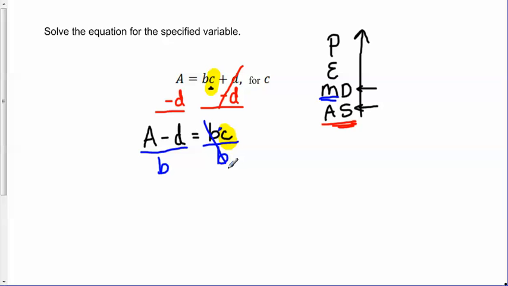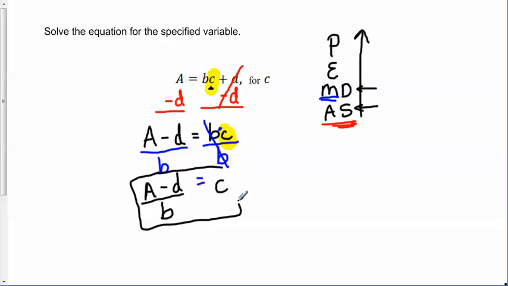This allows the B's to cancel on the right side of the equation, and notice now we have C all by itself. On the left side, we have A minus D over B. That's not going to tidy up anymore. That's the best we can do because we don't have any of those values. So this is going to be our final answer, solving that original formula for the variable C.